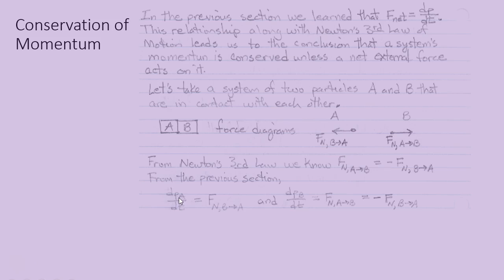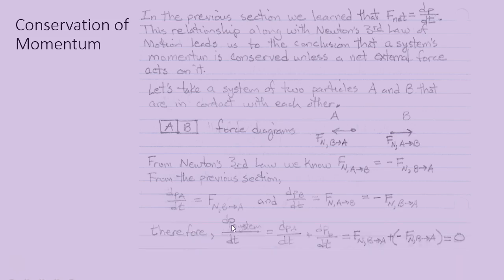We can take this into what we learned in the previous slide and we can say that the rate at which A's momentum changes is equal to the normal force B exerts on A, and similarly we can say that the rate at which B's momentum changes is equal to the force that A applies to B, but through Newton's third law we know that that is negative the force that B applies to A. So notice that the rate at which A's momentum changes is equal to the normal force of B on A, and the rate at which B's momentum changes is equal to negative the force of B on A.